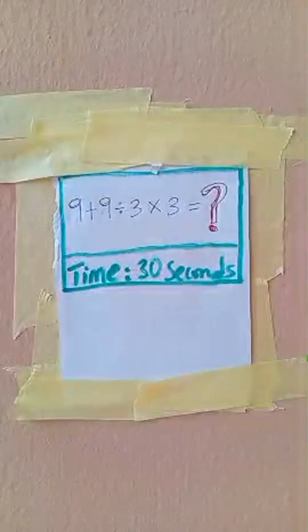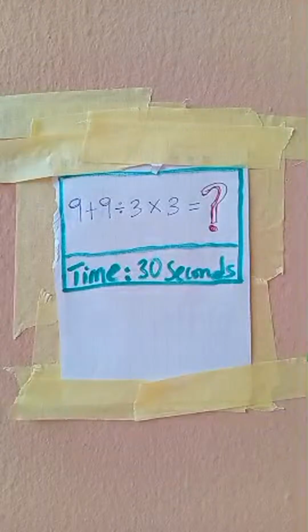So your time is up. I think I'm going to tell you the answer to the question right now. Let me flip the camera. So guys, the answer to that particular math puzzle I just displayed on screen with you guys is 18. So 9 plus 9 divided by 3 times 3 gives 18. That's the answer to the question. Am I right? Let me know in the comment section or in the chat box. Make use of the chat box.